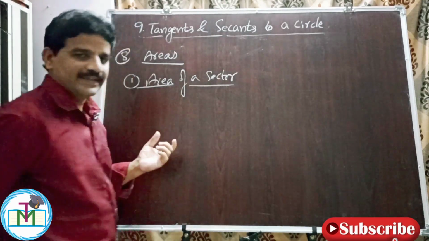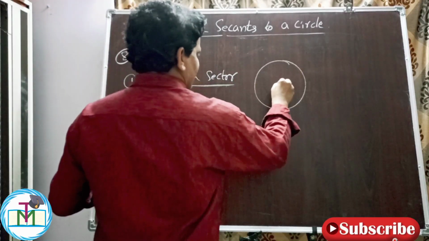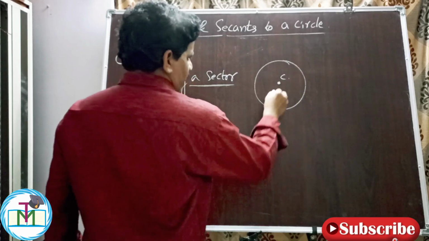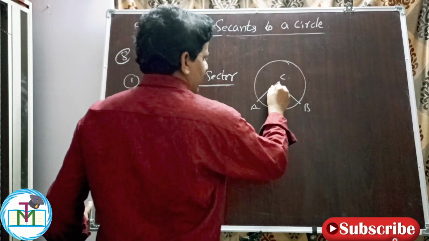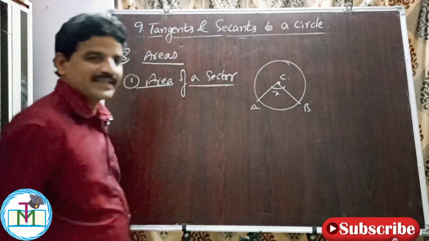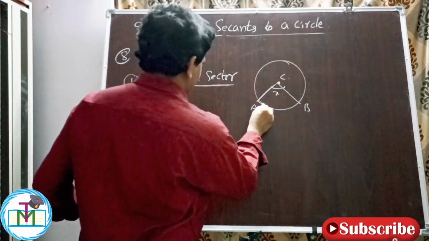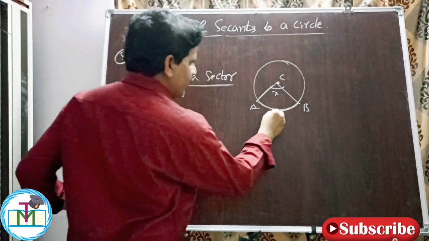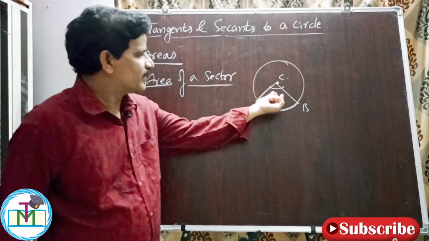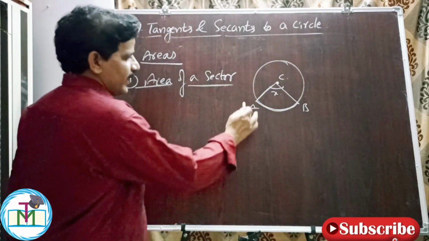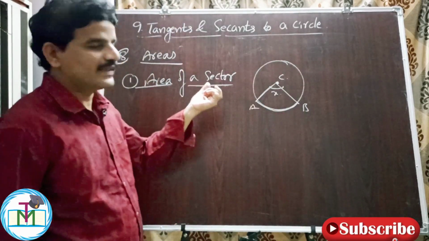First one is area of a sector. How to find it? Take a circle whose center is given by C. Here AB is an arc made by an angle x degrees at center C. AB is an arc which makes an angle x degrees with the center. Therefore ABC is a sector. We have to find its area.